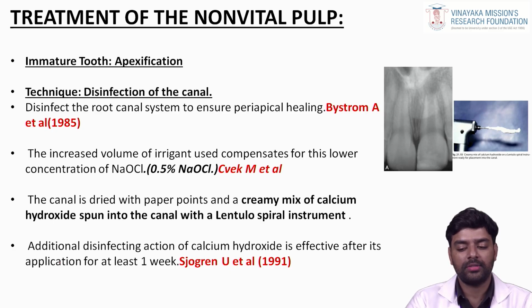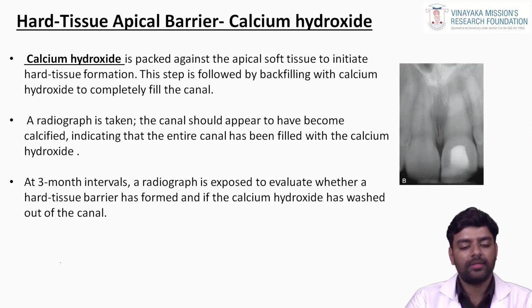In these pictures you can see the lentulo spiral attached to the micromotor handpiece. Additionally, disinfecting with calcium hydroxide is effective after its application for at least 1 week. We have to keep it inside the canal. Then calcium hydroxide is packed against the apical soft tissue to initiate hard tissue formation. This step is followed by backfilling with calcium hydroxide to completely fill the canal.